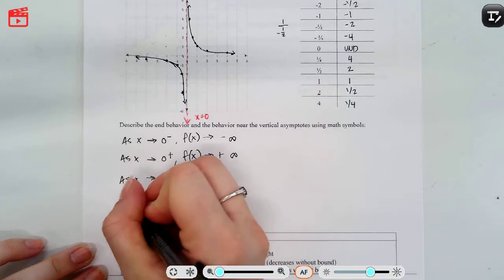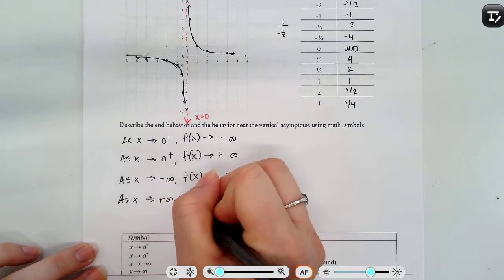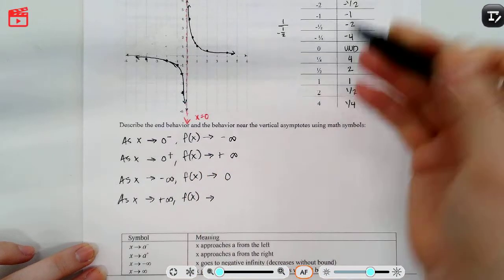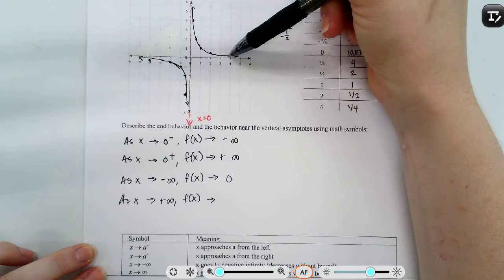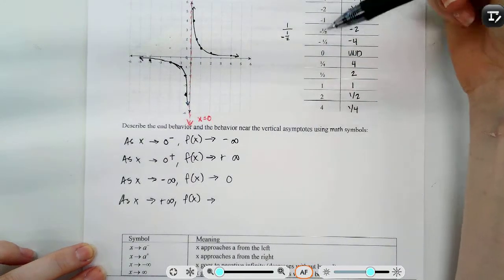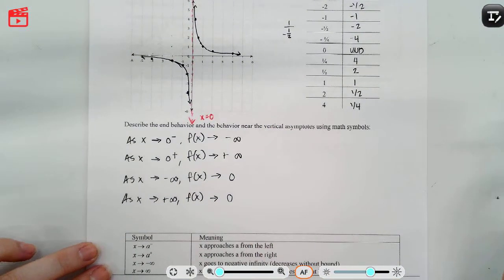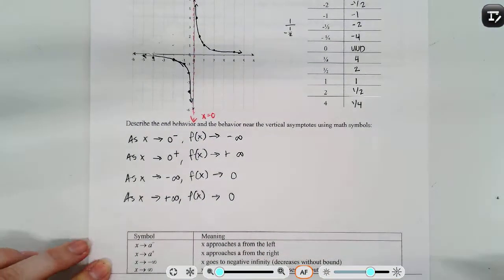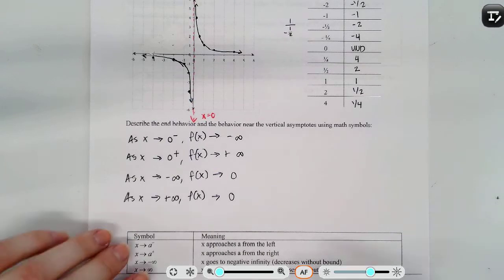And then, as x approaches positive infinity, where is f of x? Well, let's see. As x approaches positive infinity and gets bigger and bigger this way, the y values get closer and closer to 0 as well. All right, so that is how we describe the end behavior near the vertical asymptotes using math symbols.